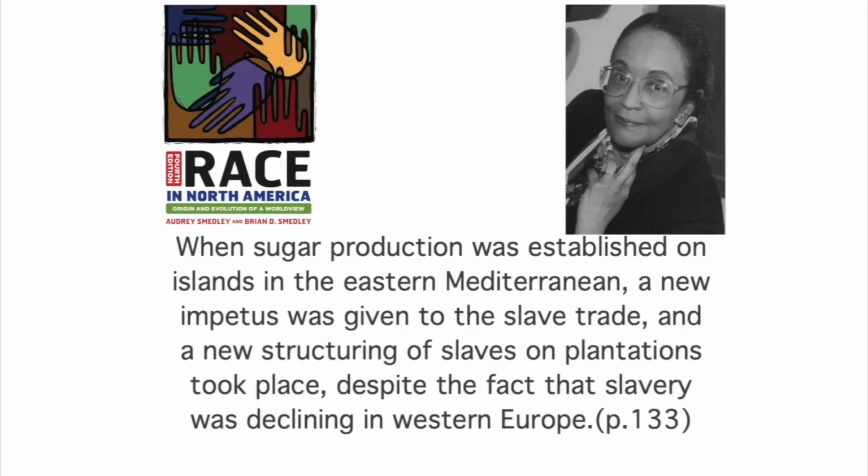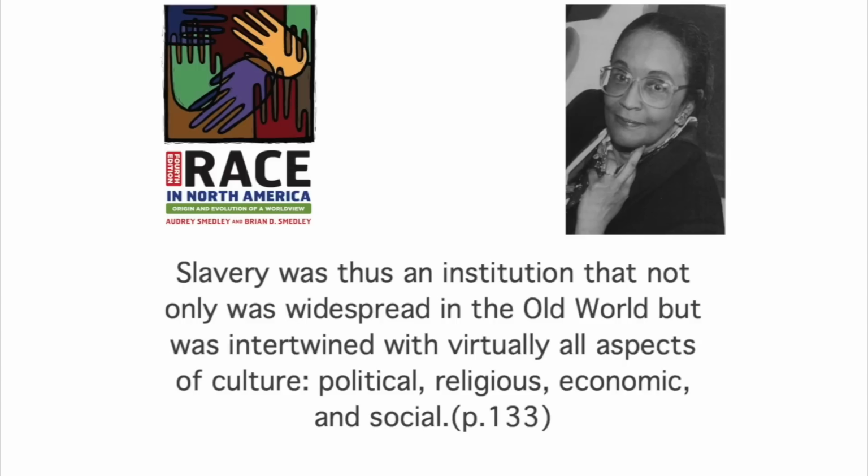When sugar production was established on the islands in the eastern Mediterranean, a new impetus was given to the slave trade, and a new structuring of slaves on plantations took place, despite the fact that slavery was declining in Western Europe. Slavery was an institution that was not only widespread in the Old World, but was intertwined with virtually all aspects of culture: political, religious, economic, and social. Do you see how prevalent it was? This is what we have to understand.